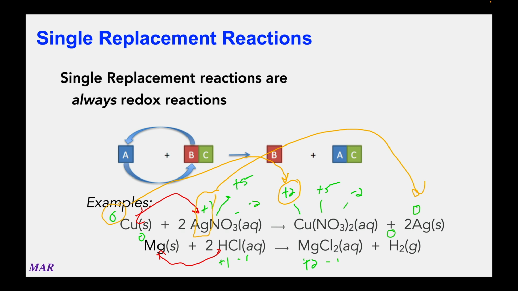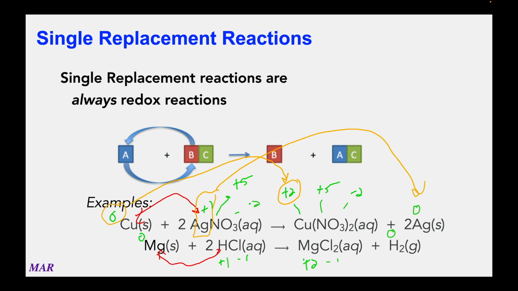And you can do the same thing on the bottom. Magnesium is being oxidized. It's going to +2. And the hydrogen H+ ion is being reduced. It's going to H2. These are the values of oxidation numbers. You can tell by a change in oxidation number that something's been oxidized or reduced.